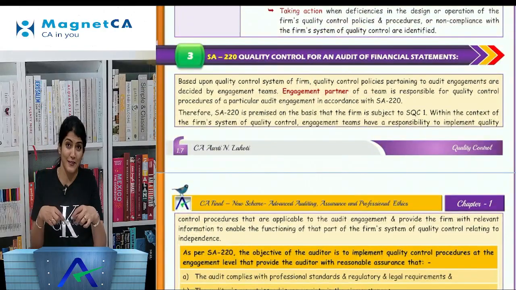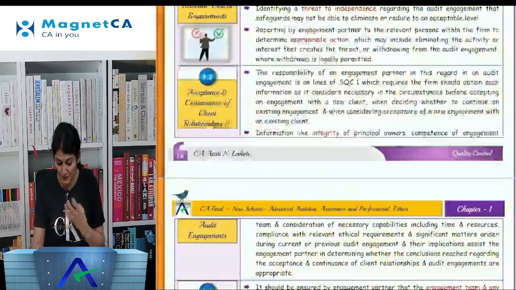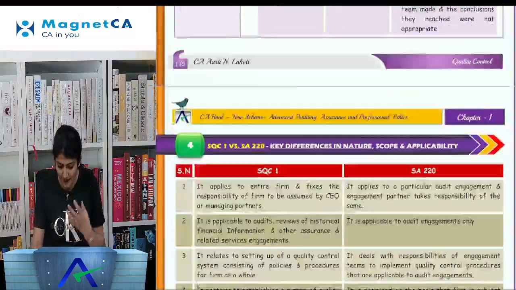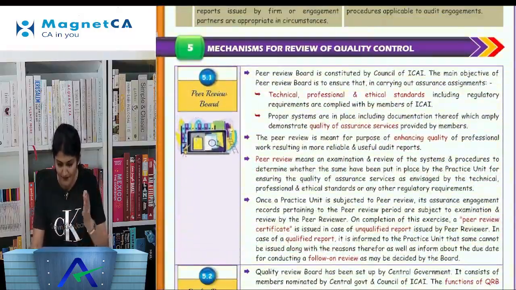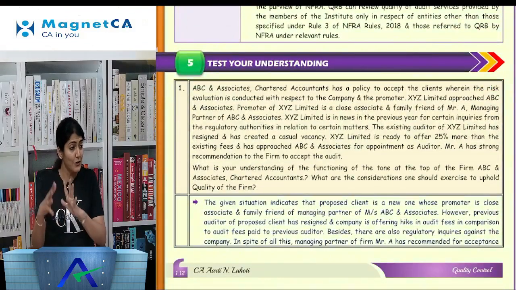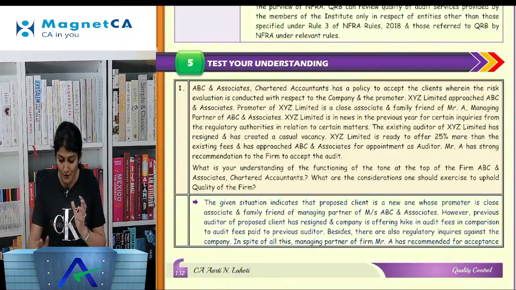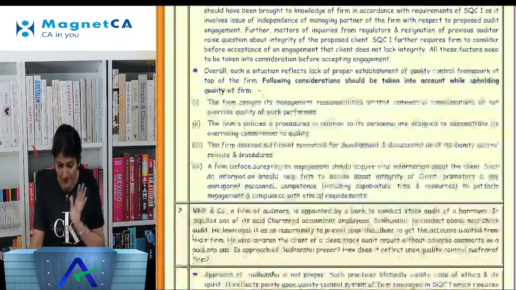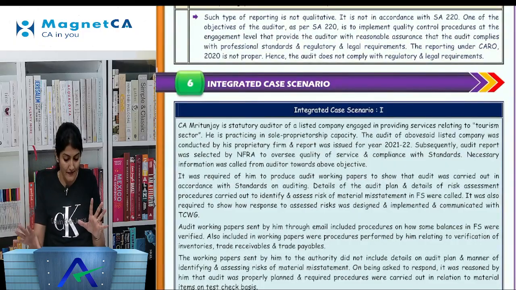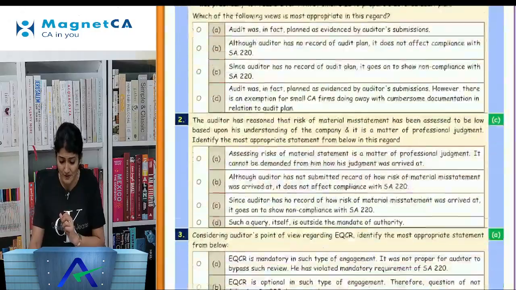Then we have SA 220, quality control for an audit of financial statements, and again the flow of that particular standard. Then after this chapter, they've mentioned the peer review board and quality review board. Then you have these three things. One is test your understanding, so the questions and answers for the test your understanding. After that, you have the integrated case scenario, where a case scenario is given and some MCQ questions are asked on that basis.